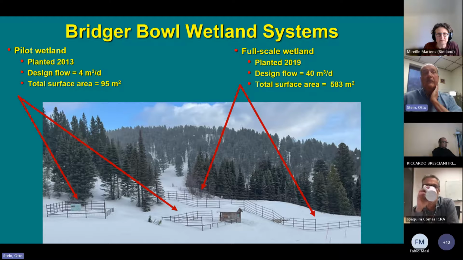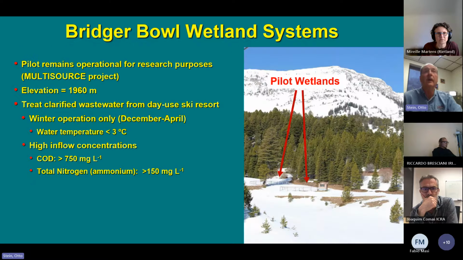The data that we got from that over the first few years was good enough that we went ahead and designed the full-scale wetland system, which was planted in 2019 with a design flow of 40 cubic meters per day. Everything worked so well; you can see that we got 10 times the flow, but only 5 times the surface area, essentially, and that is proven to work very well as well.